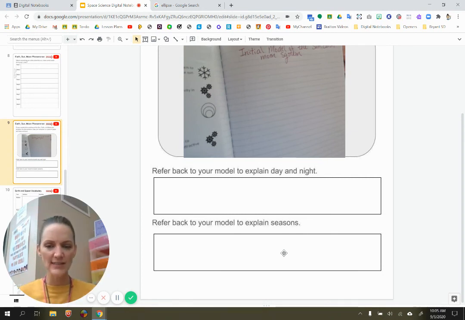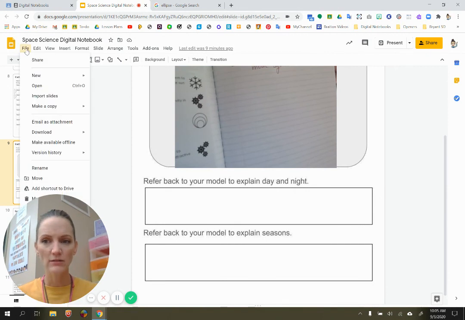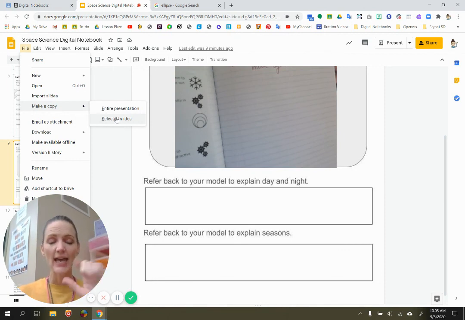Same thing for seasons. And then, just like before, you will create a copy of this one slide. So File, make a copy of the selected slide, and you're going to save this one slide and turn it in with your assignment. So I'm hoping to get from everybody a lovely model image of your Sun, Earth, Moon system and these 2 answered questions submitted to Google Classroom.